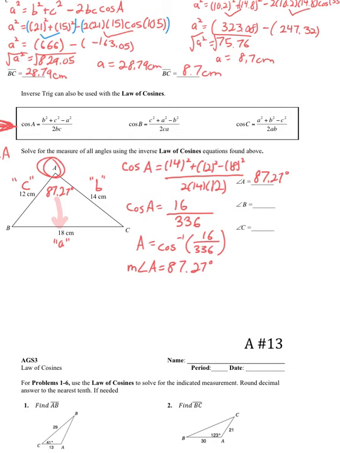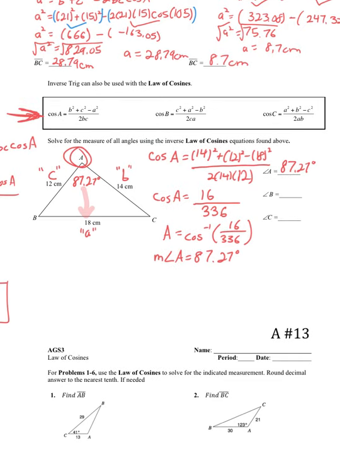Okay. Now, once I have that measure there, I could technically use the law of sines from here on out. I only need to do the law of cosines one time, because I could say, hey, let's find angle B. We'll do sine of B over 14 equals sine of 87.27 over 18. And I could find angle B that way. That's one way I could do it. But for today's sake, I'm trying to use the inverse law of cosines. So I'm not going to use that method right now, but I could.